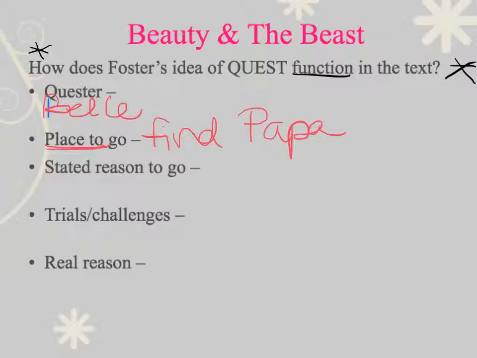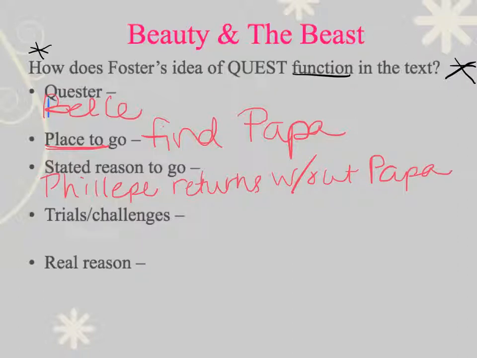Now, her Papa is sick. She recognizes that he went away with the invention, and then all of a sudden Felipe, the horse, returns without Papa. The horse would never have come back without Papa unless something had happened. So Belle stops singing her song, talks to Felipe, and Felipe gives her that stated reason to go. The stated reason to go is Felipe has returned without Papa, and she needs to get him. Because remember, he's either hurt or sick or someone's got him. So she's going to get him.